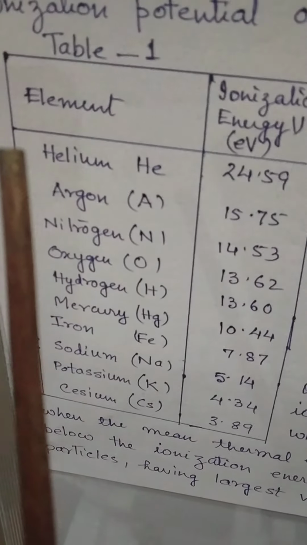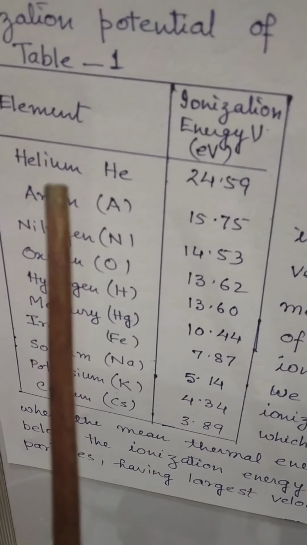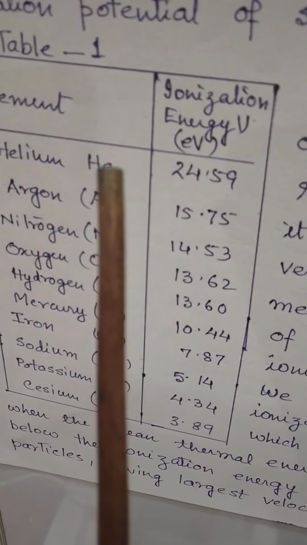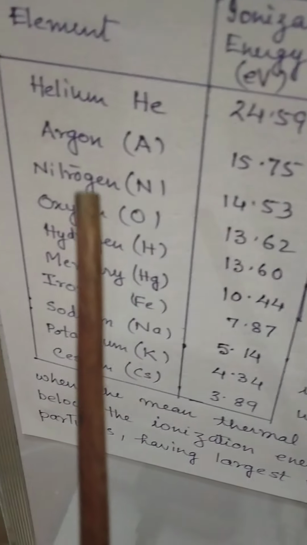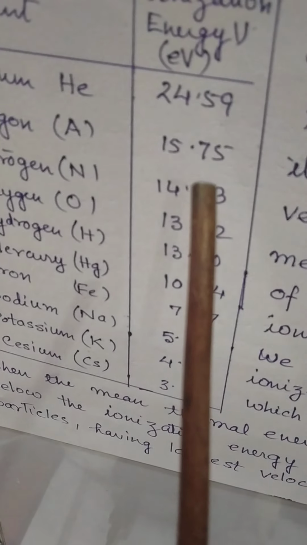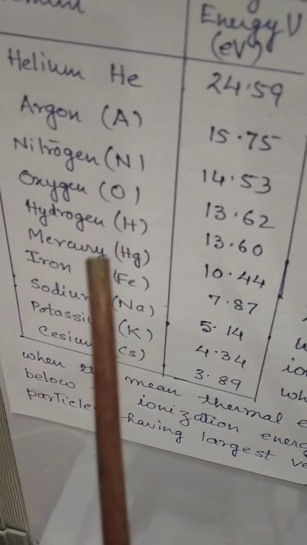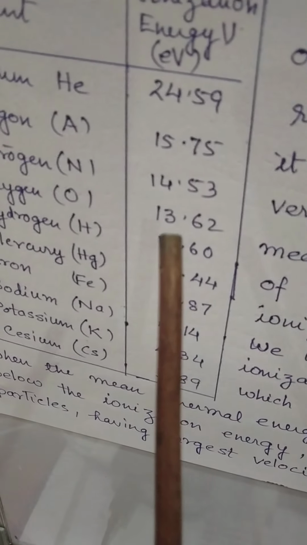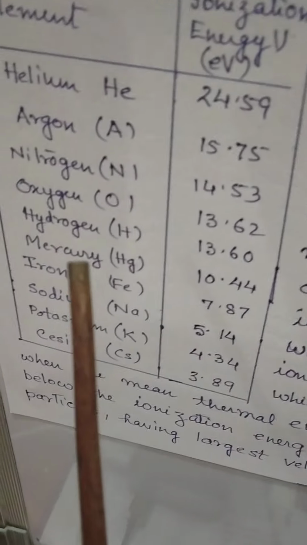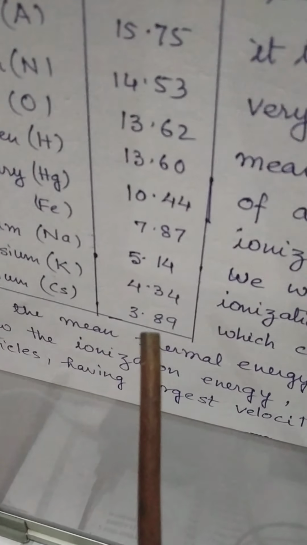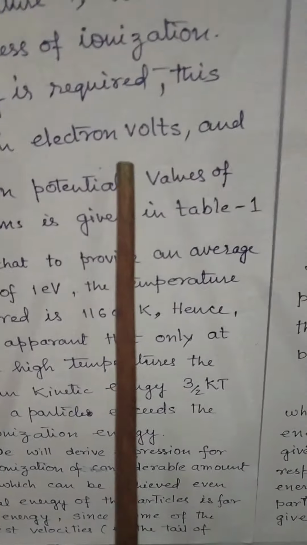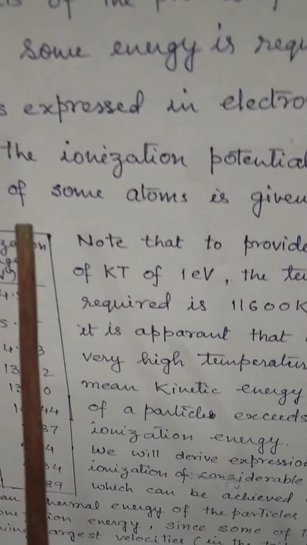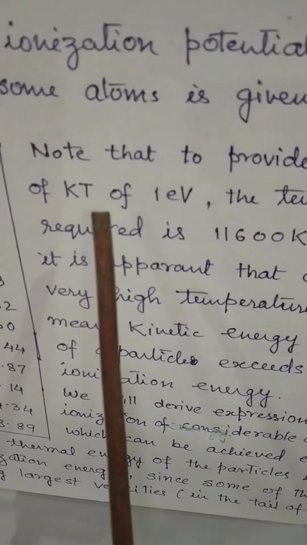So this is table 1. Names of elements are: for helium it is 24.59, for argon 15.75 electron volt, like this, and for oxygen it is 13.62, and for hydrogen 13.60, and last of all for cesium it is 3.89. Now this is given in table 1. The ionization potential is given in table 1.